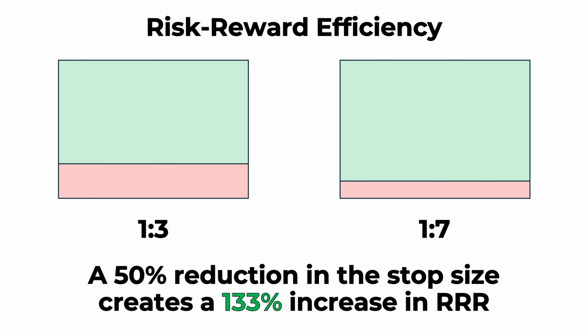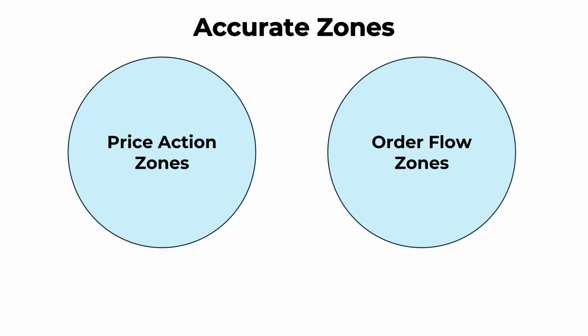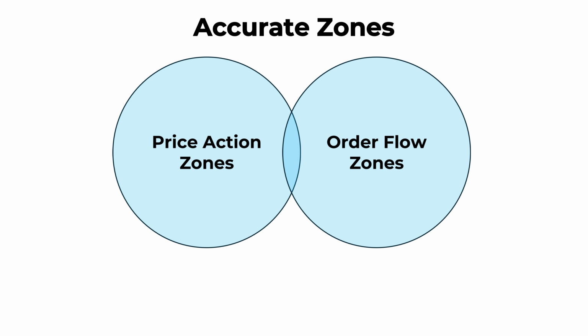There are mainly 2 classes of techniques for drawing supply and demand zones with striking accuracy and objectivity. We have zones that are based on price action and zones that are based on order flow. It's also possible to find a common ground between price action and order flow, which often provides very powerful zones.